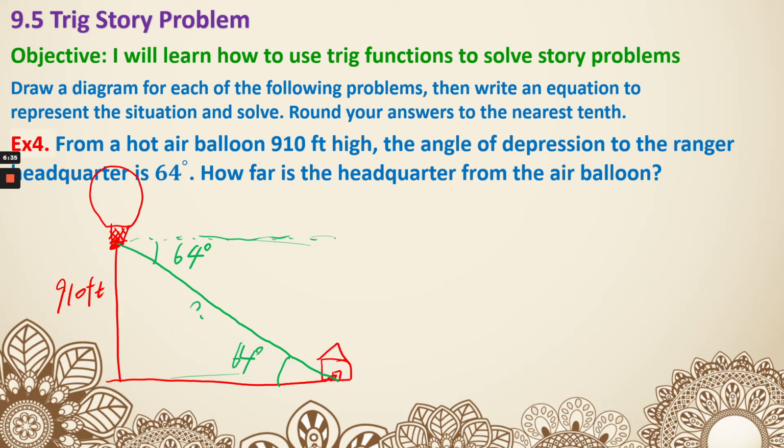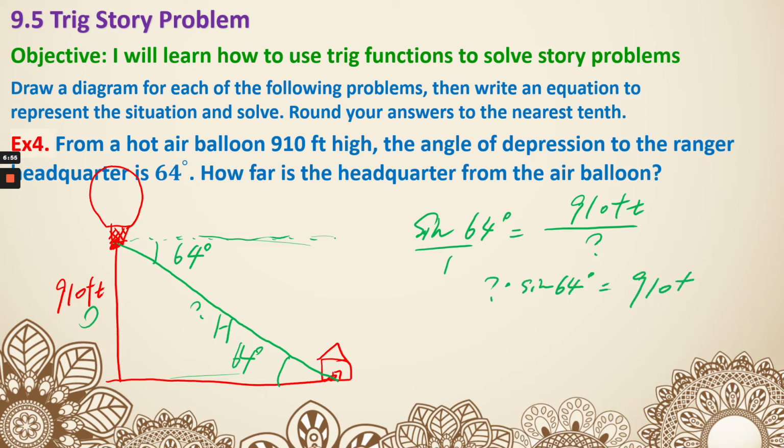If that's 64 degrees, this is the opposite side, that's the hypotenuse, and that means we need to use sine. So sine 64 degrees is equal to opposite 910 feet over hypotenuse, which is our question mark. So put it over 1. So question mark times sine 64 degrees equals 910 feet. The question mark will be 910 feet over sine 64 degrees. And that means the question mark would be 1012.5 after solving. So that's how far the headquarters is from the air balloon. That's example 4.